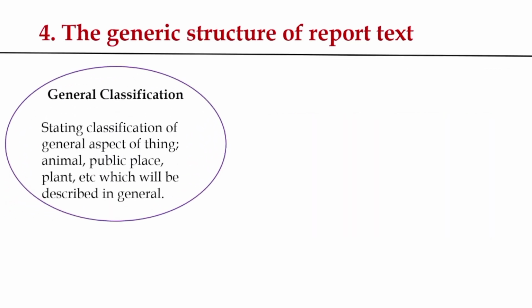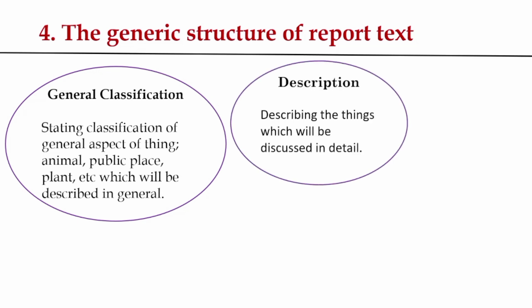The generic structure of report text. The first is general classification, stating classification of general aspect of thing, animal, public place, plant, etc., which will be described in general. And the second is description. Description describes the things which will be discussed in detail.